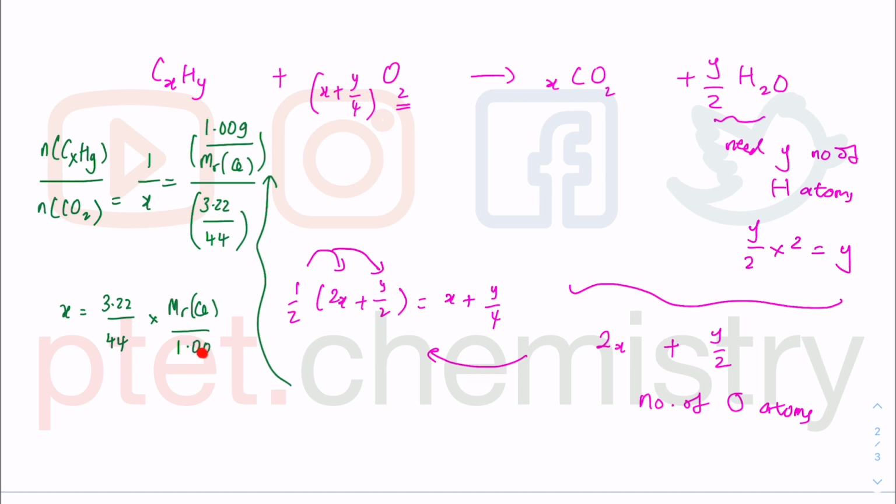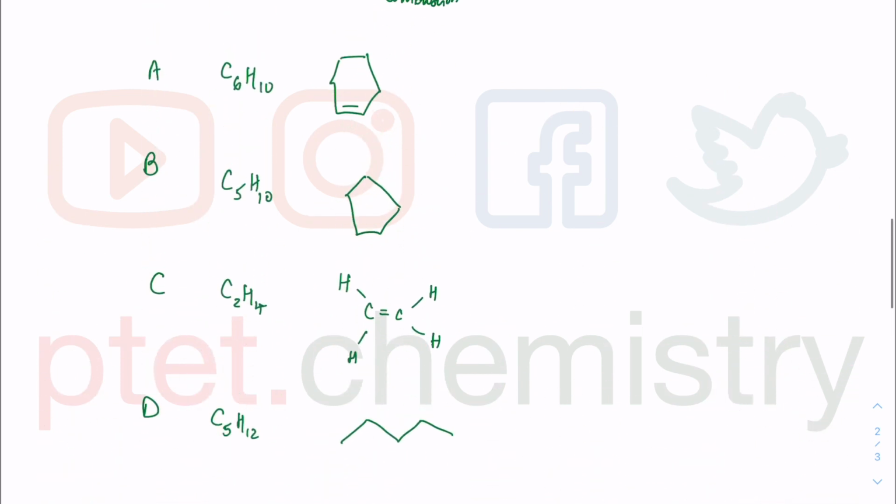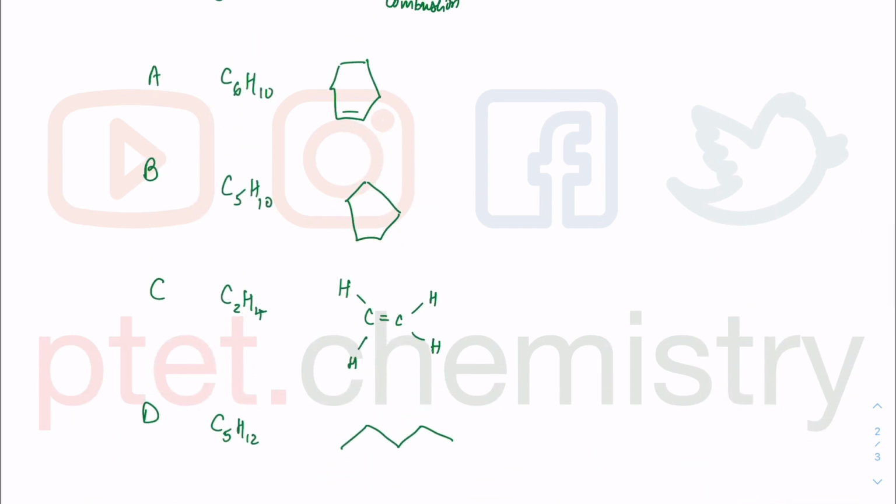So 1.00 is just 1. I just need to find the MR of Q. I have all these molecular formulas, so I can find the MR of Q. So the MR is going to be 12.0 times 6 plus 10 times 1.0. On your calculator, you get 82.0.